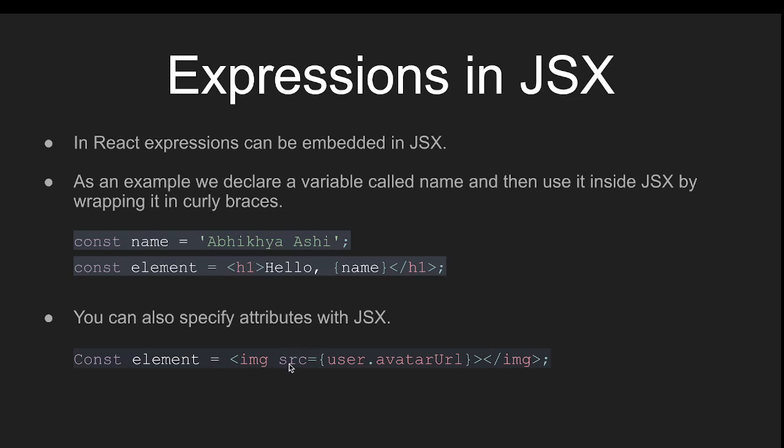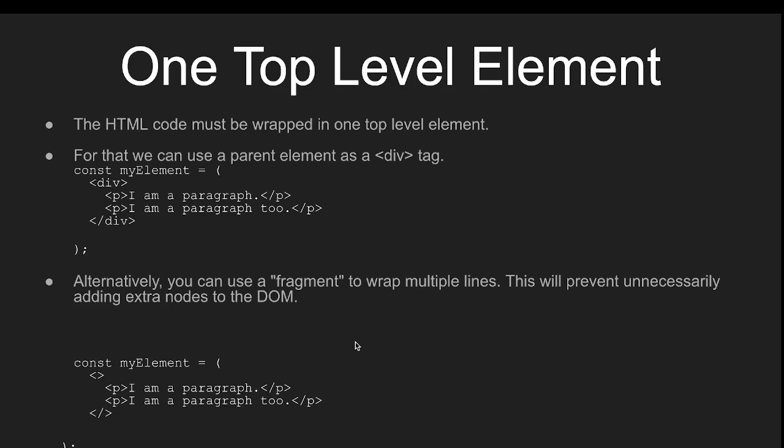The second example, we can specify attributes. So for example, we have an image. So in the src attribute, we can pass the username. So we can also specify attributes in JSX.